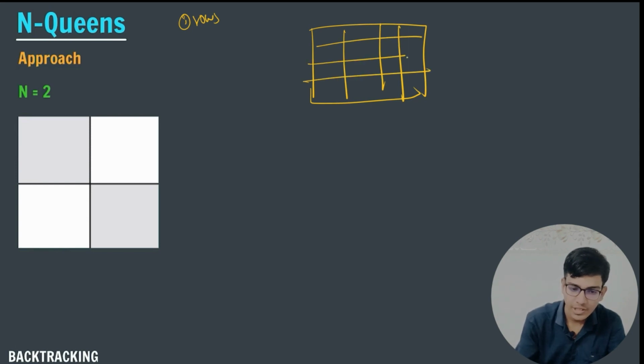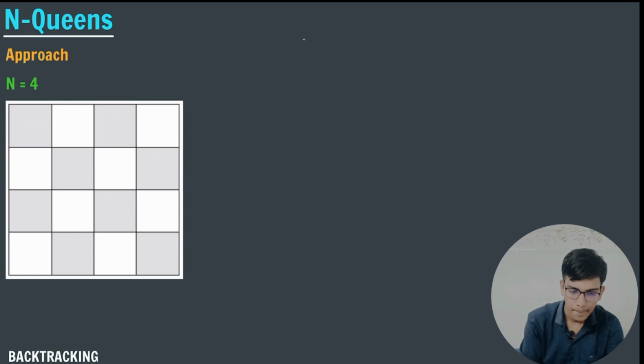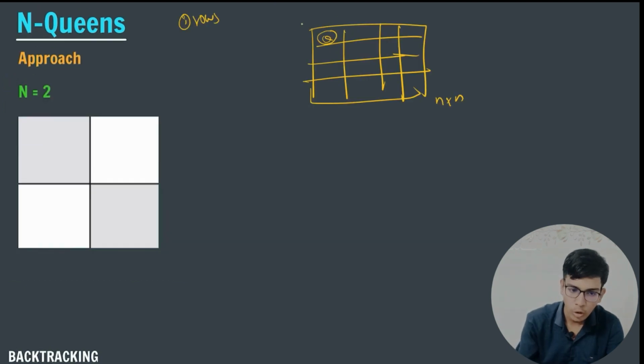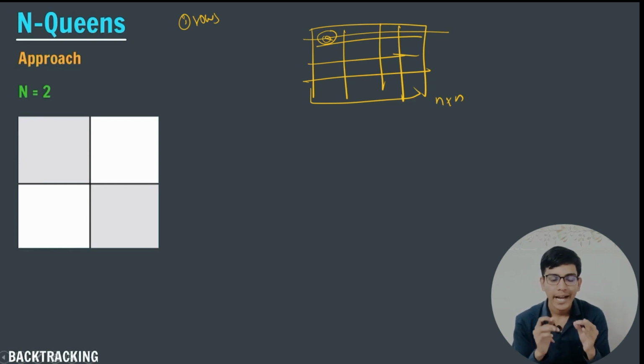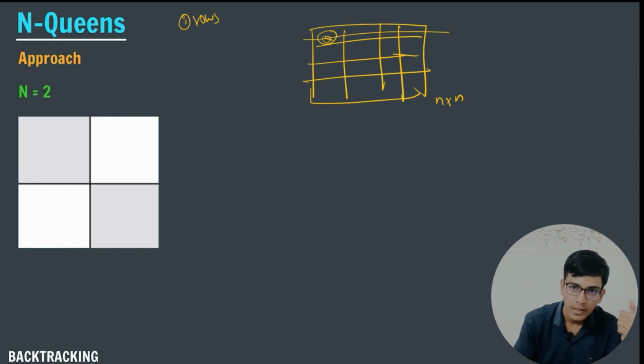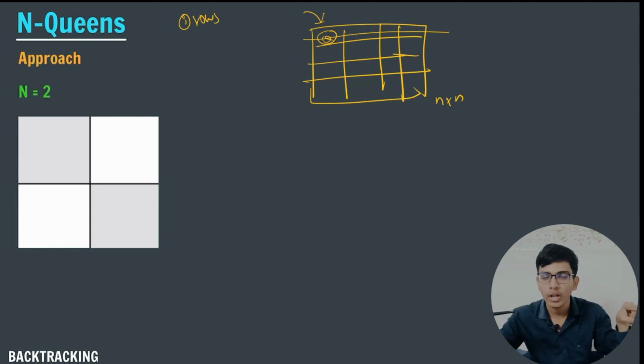This is my n cross n chessboard. Suppose I place my first queen in this position, then this whole row will become unsafe. So the first thing I have extracted from this is, if in the first row or in any given row, I place my queen in that particular cell, then the whole row will become unsafe.